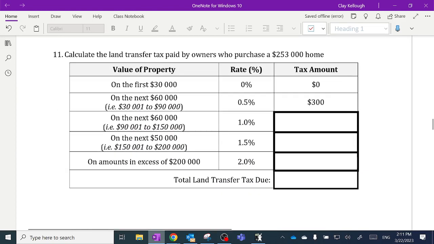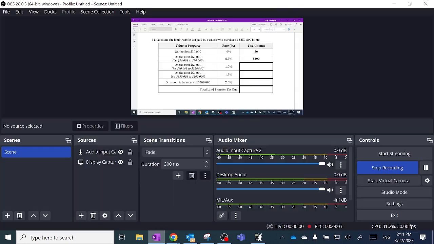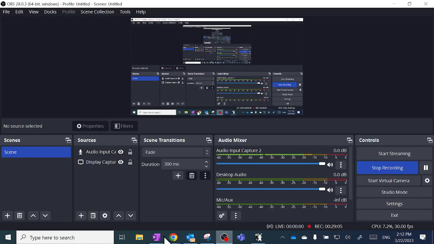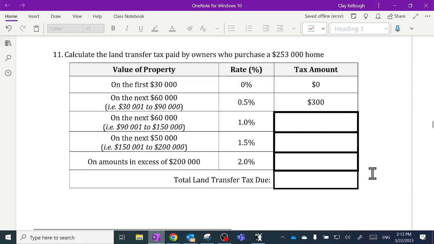All right, last but certainly not least, the most complicated thing we did this unit. Let's see if in 2 minutes you can do a land transfer tax. On your mark, get set, go. And we're back. All right, so on the next 60,000, you should know that 1% of 60,000 is $600. And since this is more than 200,000, you know that you will for sure have another 50,000 left. 1.5%. Some people just have this number remembered. It'd be in your notes, and you get to use your notes.